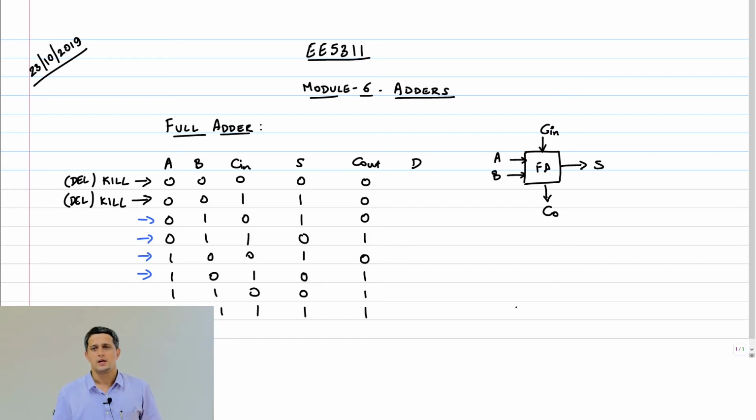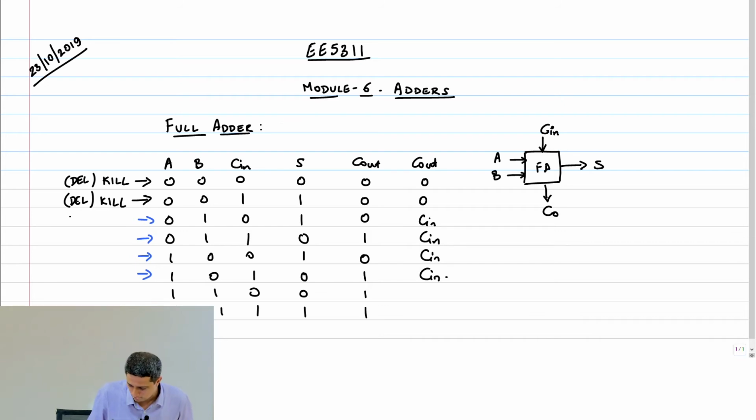So what happens in the case of the blue arrows, where any one bit A or B happens to be 1? What happens to the carry out? Carry out equal to carry in, right? This is nothing but, let me write this here again slightly differently. This is 0, 0. This is C in, right? Therefore, this is nothing but propagate. The carry is simply being propagated from input to output.